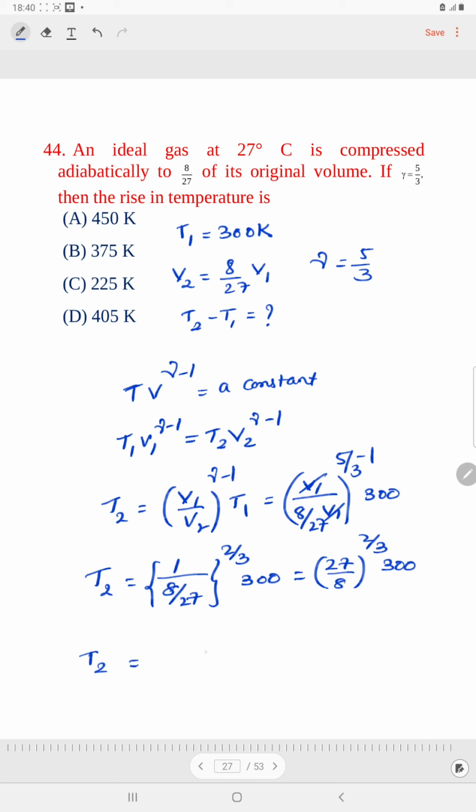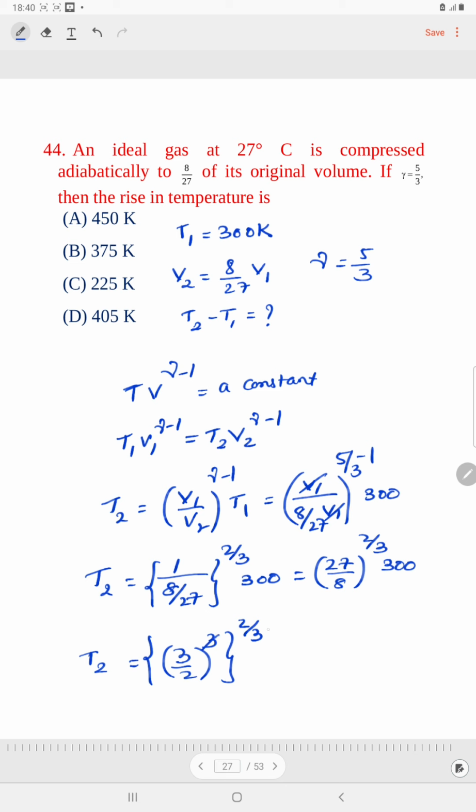Students, 27 is 3 cube, 8 is 2 cube. So I can write it as (3 by 2) whole power 3, this is whole power 2 by 3. We can write like this, because 27 by 8 is (3 by 2) cube. 3 cube is 27, 2 cube is 8. So I can write (3 by 2) whole cube, whole power 2 by 3.